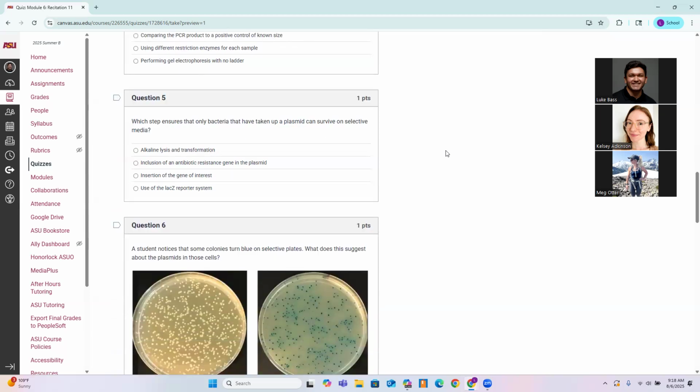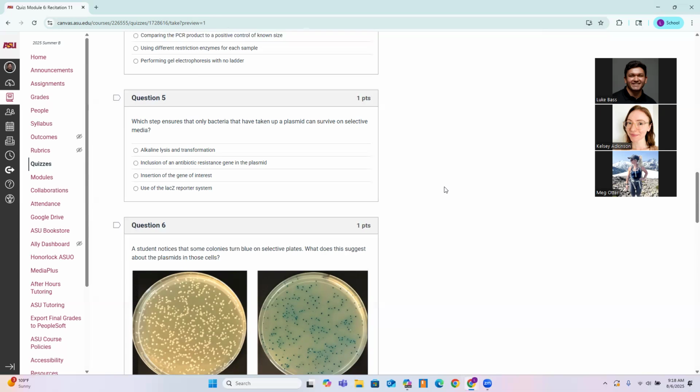And then question five: which step ensures that only bacteria that have taken up a plasmid can survive on selective media? Now, this question kind of gives you the answer, because the selective part usually pertains to some sort of resistance gene. So when you include antibiotics on transformation plates, it's going to kill every bacteria except for the ones that contain a resistance gene.